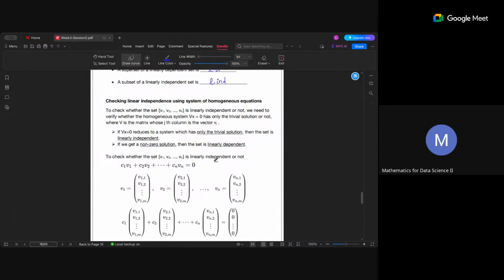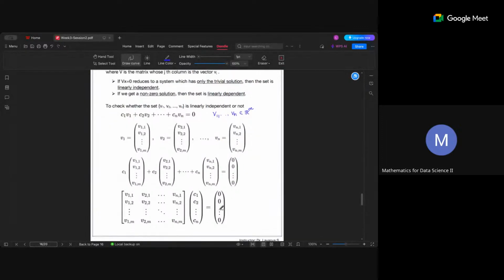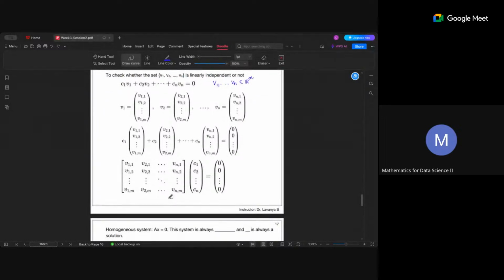Now let us say v1, v2, vn are vectors from Rm. Then each of these vectors can be written in this form. So your equation will be like this now. So now you can rewrite it in the matrix form. In the matrix form, you have A times x is equal to 0.